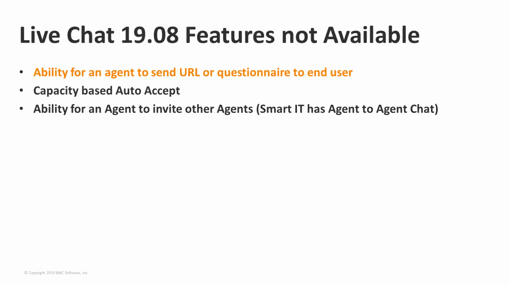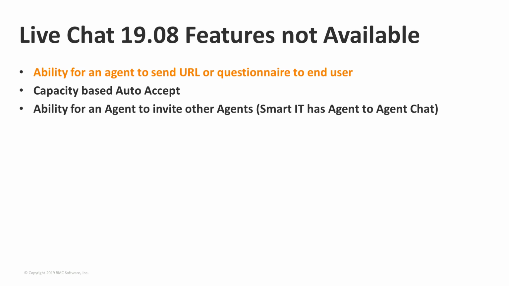So the ones that are not available in the new interface as of 1908: the old interface allows an agent to send the URL of some websites or anything. So there is a capability in that interface that allows you to share a URL or send a questionnaire. A questionnaire is a series of questions: you just start a questionnaire and the chat automatically keeps asking those questions to the self-service user. So this is more of a feature that allows an agent to collect information in a systematic order.